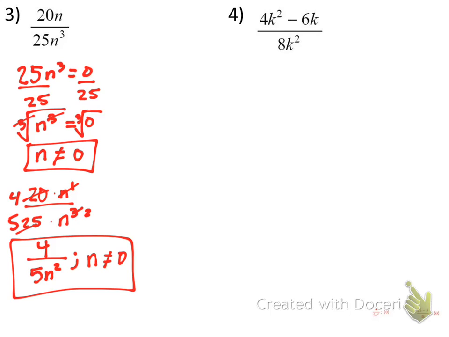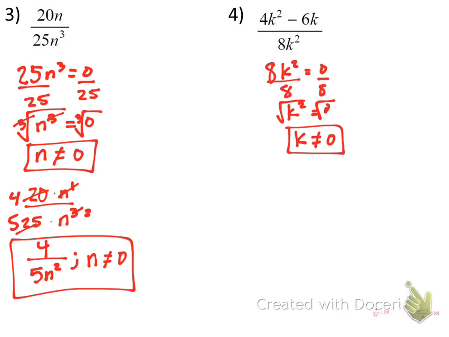0. Okay, good. So we have 8K squared is equal to 0. In case you didn't get it, divide both sides by 8. This is step 1, by the way. K squared equals 0. Square root of both sides. K cannot equal 0. Okay? So Jonathan said that we could factor out a 2 and a K. So when you factor out the numerator, you should have a 2K minus 3.